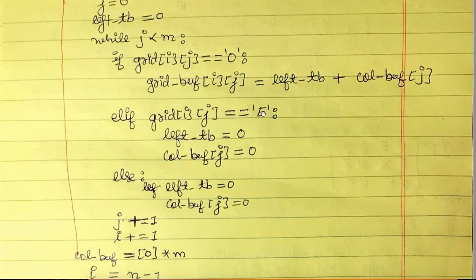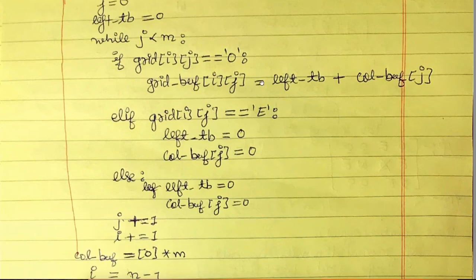When the grid value is an enemy, we put left tab equal to 1. This is wrong, actually it shouldn't be 0, so left tab should be 1, and column buffer should be increased by 1 whenever we have an enemy. When neither of these conditions holds, it means there is a wall, so we make left tab equal to 0 and column buffer equal to 0. So column buffer and left tab both become 0 when we have a wall. When we have 0, we increase the grid buffer by left tab and column buffer.